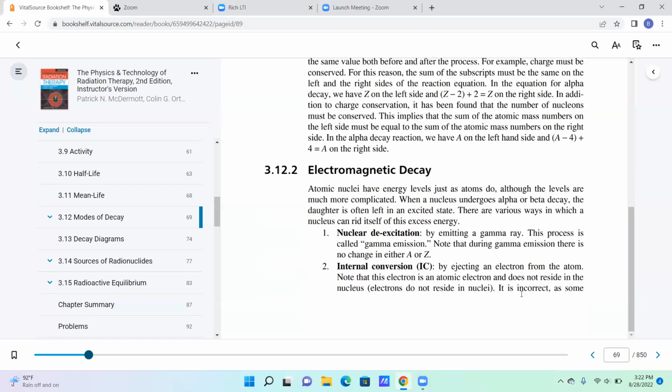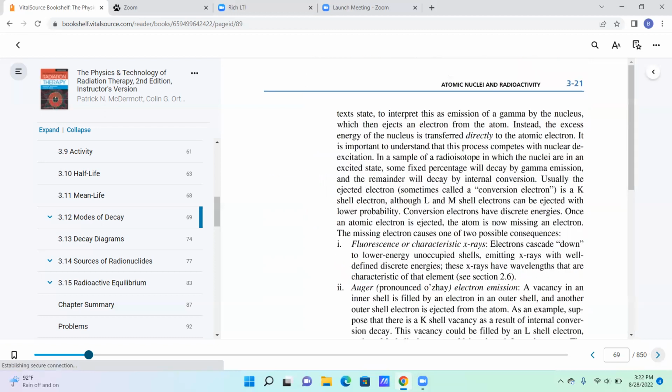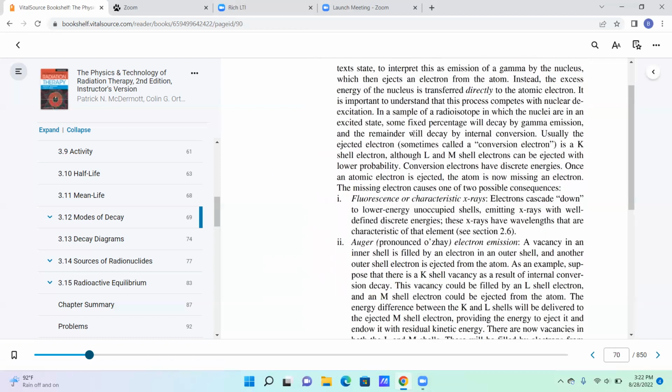Note that the electron is the atomic electron and does not reside in the nucleus. It is incorrect, as some texts state, to interpret this as the emission of a gamma by the nucleus, which then ejects an electron from the atom. Instead, the excess energy of the nucleus is transferred directly into the atomic electron. And it's important to understand that this process competes with nuclear de-excitation. In a sample of a radioactive isotope in which the nuclei are in an excited state, some fixed percentage will decay by gamma emission and the remainder will decay by internal conversion.